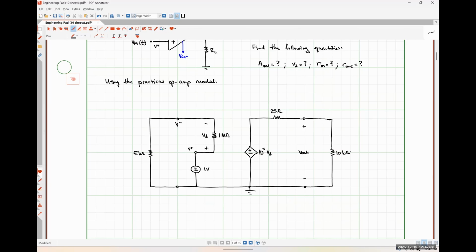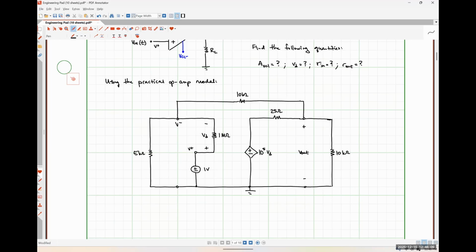And the last thing I need is my feedback resistor, which is connecting my output node to my inverting input node over here. And that's going to be the resistor R2, which had a value of 10 kilo ohms as well. So before we start analyzing this circuit, is everybody okay with the way that I've redrawn this? Good.